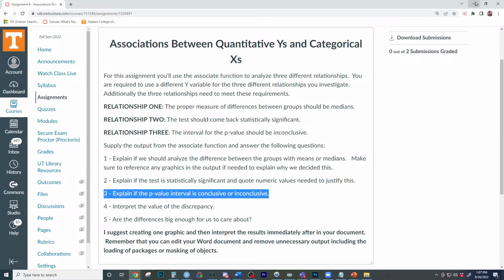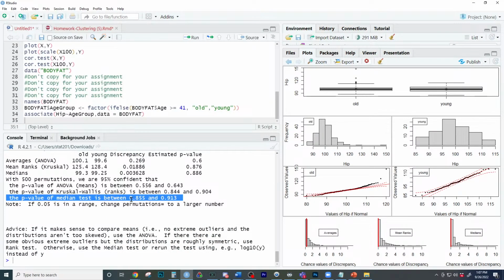Explain the p-value interval. Is it conclusive or inconclusive? Is this interval down here giving us a conclusive result or an inconclusive result? Remember, if it's inconclusive, we don't know if it's significant or not. So this is a conclusive interval because it does not include 0.05. We're basically confident that it's not significant. Does that make sense, Charles? The interval down here on the bottom does not include 0.05, so we would say that we have concluded with confidence that this is not statistically significant.